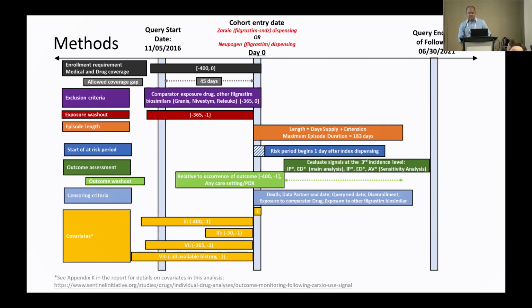Follow-up began on the day after the index dispensing and continued for 183 days or until the first occurrence of any of the following: death, disenrollment, end of the query period, end of data partner data, dispensing or administration of the opposite drug, or dispensing or administration of a related biological product, as illustrated in the orange, blue, and light blue portions of the chart.